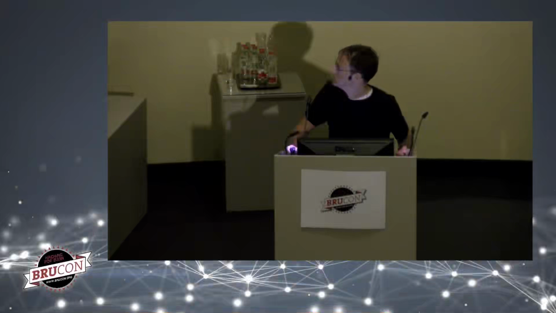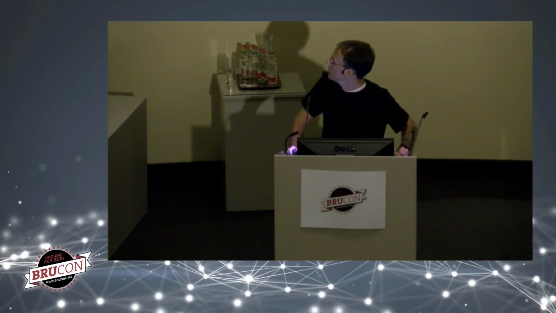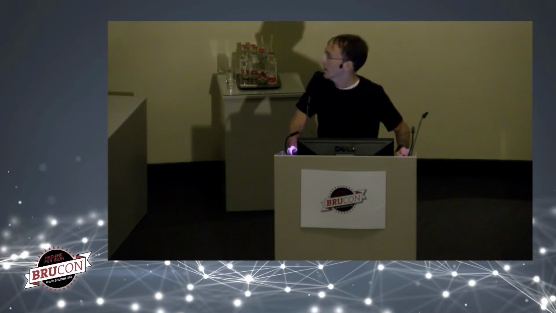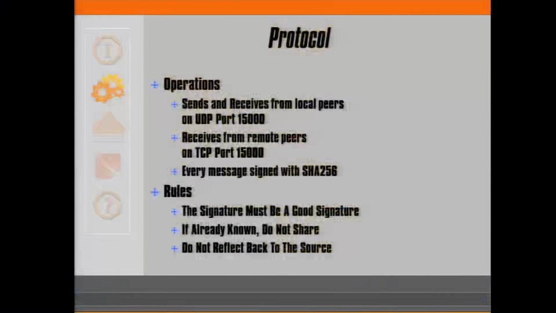Some rules. The signature must be a known good signature. I do believe we actually check that first. If it's already known, do not share it. If I know about it, so does everybody else. Let's not duplicate our efforts. And do not reflect back to the source. We don't want anything akin to a broadcast storm.